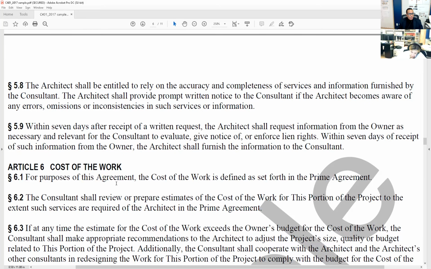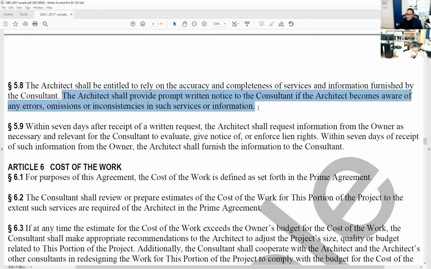Then we go to section 5.8. The architect shall be entitled to rely on the accuracy and completeness of services and information furnished by the consultant. We relied on their work. The architect shall provide prompt written notice to the consultant if the architect becomes aware of any errors, omissions, or inconsistencies in services or information.